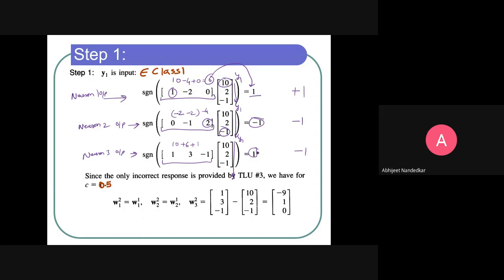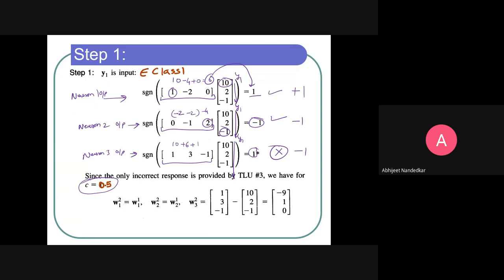But you got two things right. This is right. This is right. But the third one is wrong. So you want minus 1 for the third position, but you got plus 1. So what will you do? You will train your neuron number 3 for input number 1. So whichever neuron is producing the wrong answer, you will treat that neuron properly. Let us say the learning constant is 0.5.